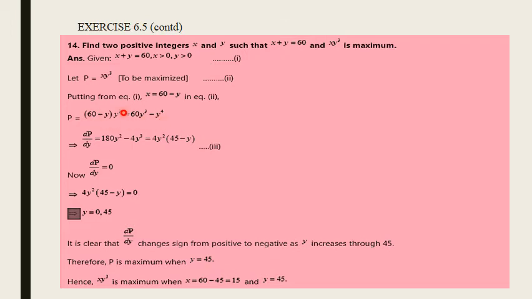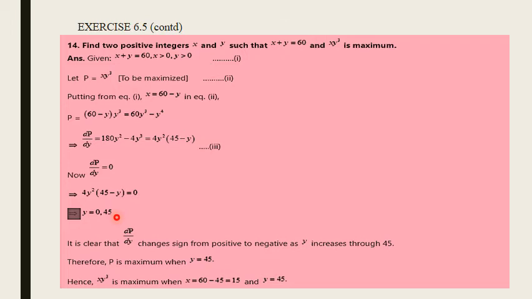Now we know how to get the points of maxima or minima. So we will find the critical points. dP by dy is 180y square minus 4y cube. We factorize: 4y square multiplied by (45 minus y). Now to get the turning point, dP by dy equal to 0. So we have y equal to 0 or y equal to 45.